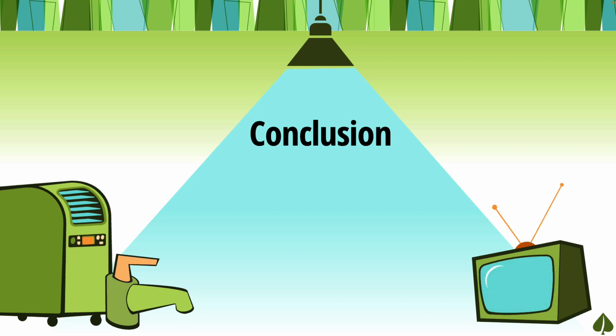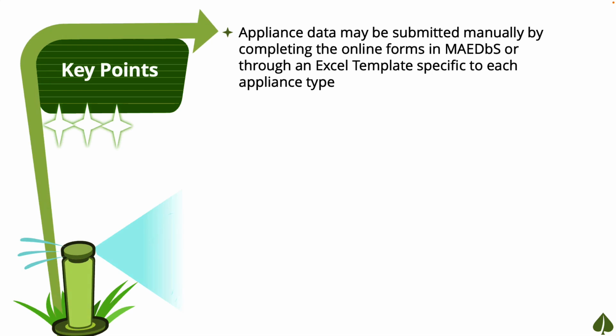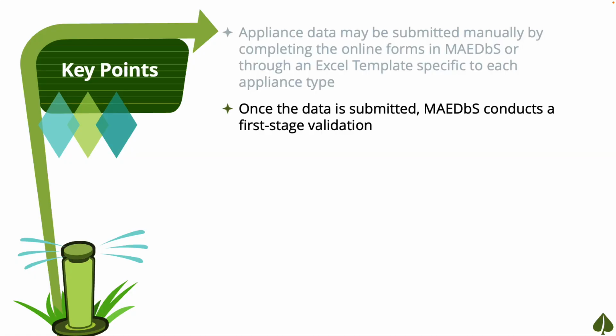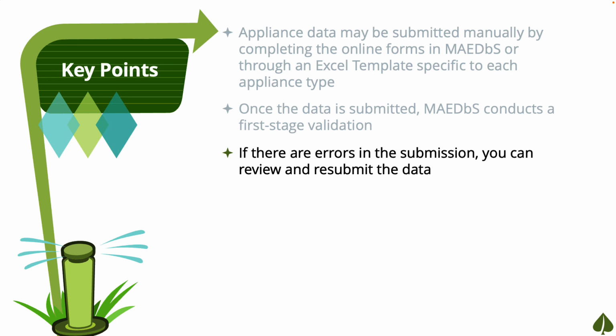Before we conclude, here is a recap of the key points from today's session. Appliance data may be submitted manually by completing the online form in the MAEDbS or through an Excel template that is specific to each appliance type. Once you submit product data, MAEDbS will conduct a first-stage validation of the data that will either result in a passed or failed submission. If there are errors in the submission, you can review and resubmit the data.